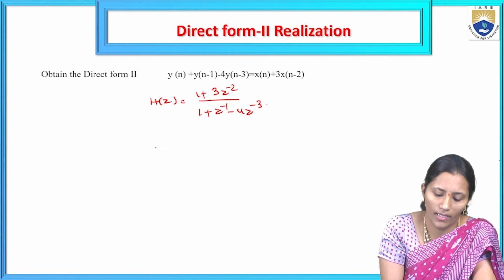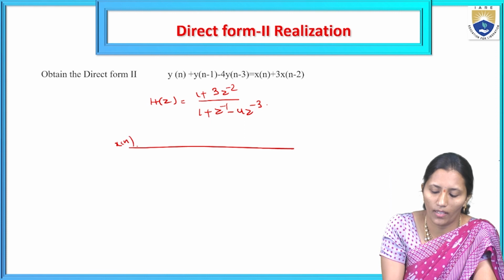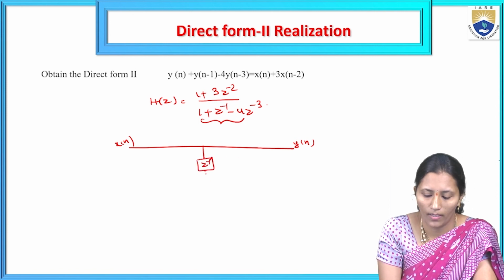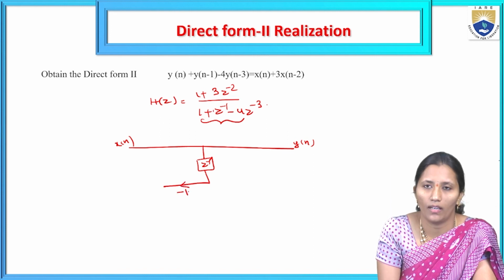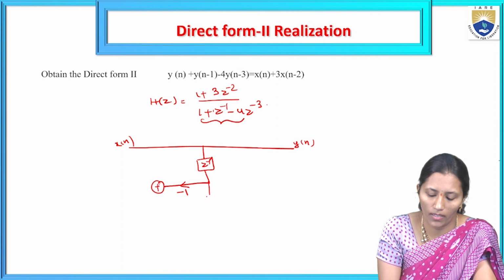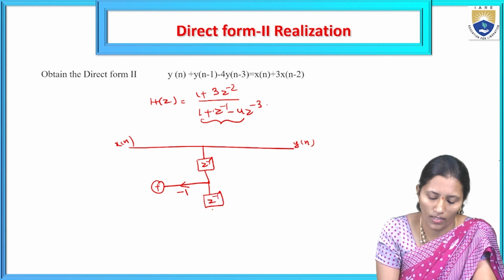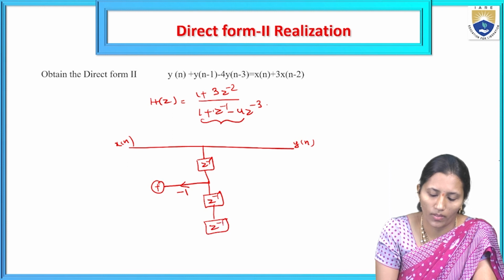So here from the transfer function, first we have to take the x of n and y of n, and the denominator terms will be given first here. So first y of n, z inverse, the coefficient for that is 1. So here we have to take a negative coefficient here, minus 1. Another term is z power minus 2 here. So that is z power minus 1.